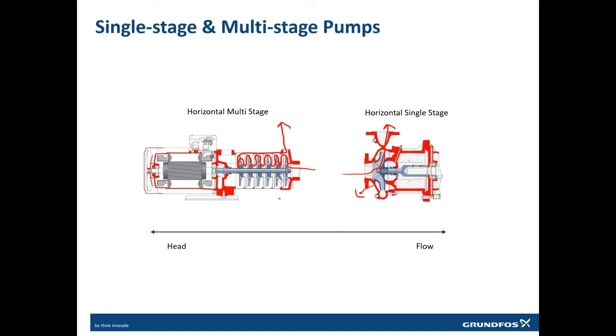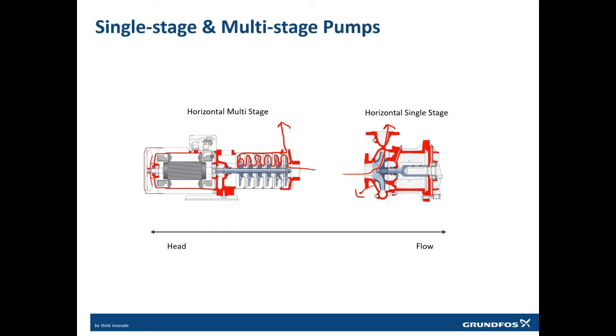So multi-stage pumps are used for high pressure applications, whereas single stage pumps are used for high flow applications, meaning the application in which we need more water to deliver. We don't need to deliver it to a very high distance. Or I will give you a very simple example.